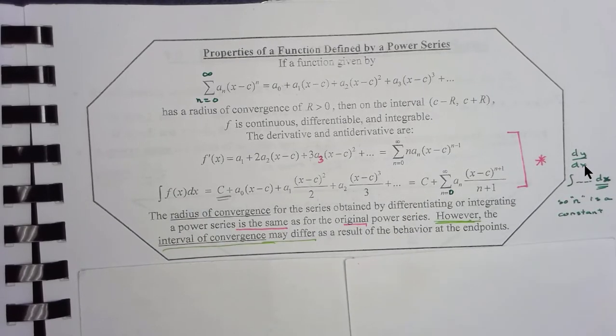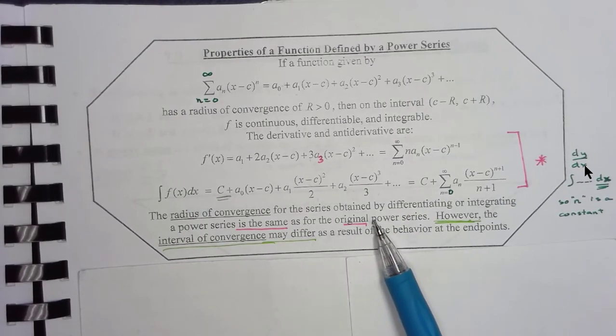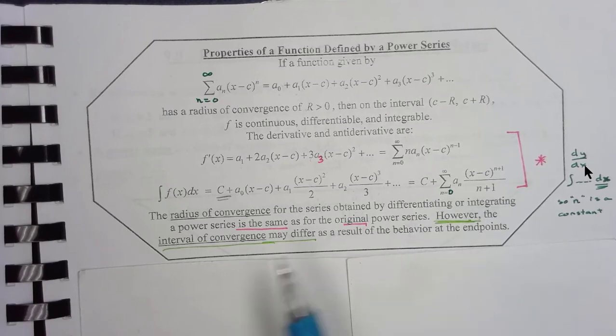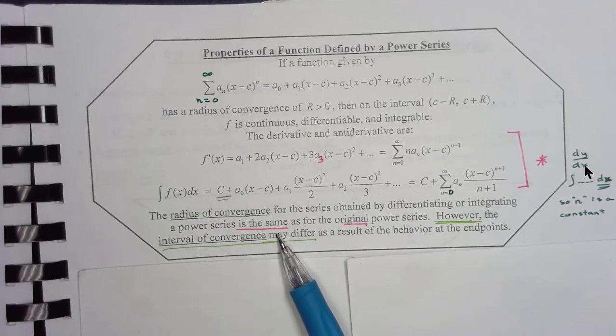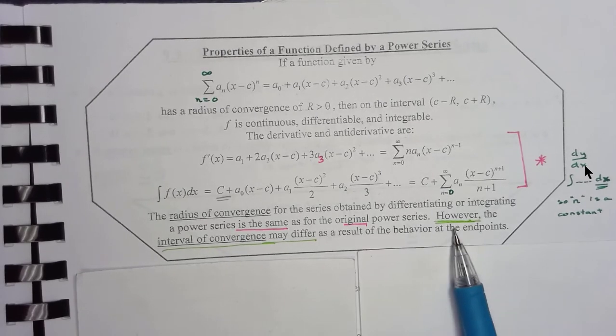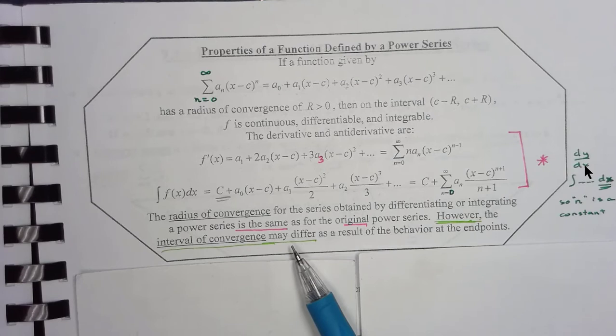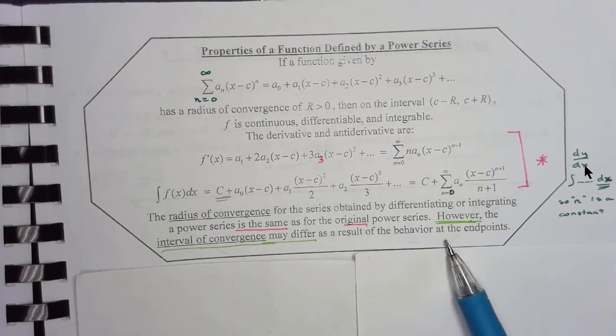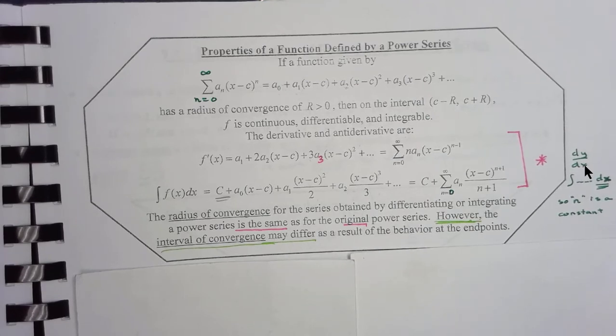The radius of convergence for the series obtained by differentiating or integrating a power series is the same as for the original power series. However, the interval of convergence may differ as a result of the behavior at the endpoints.